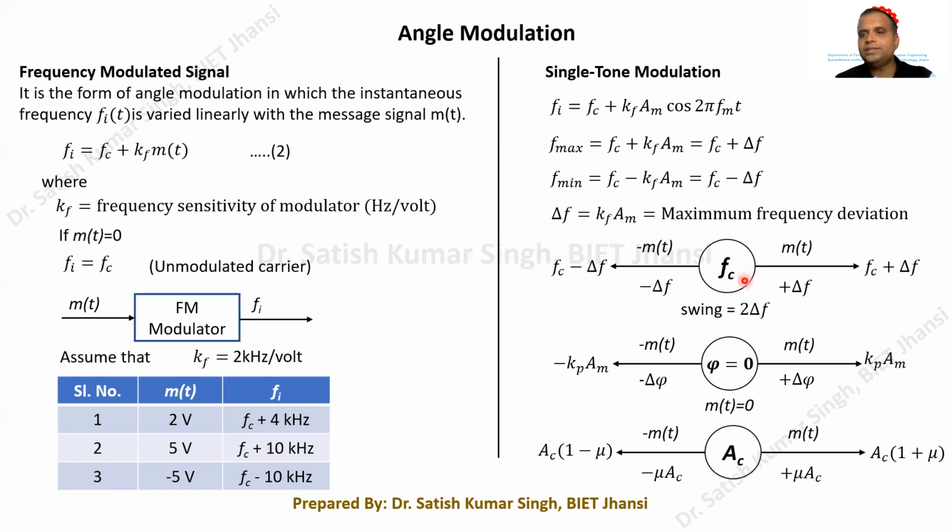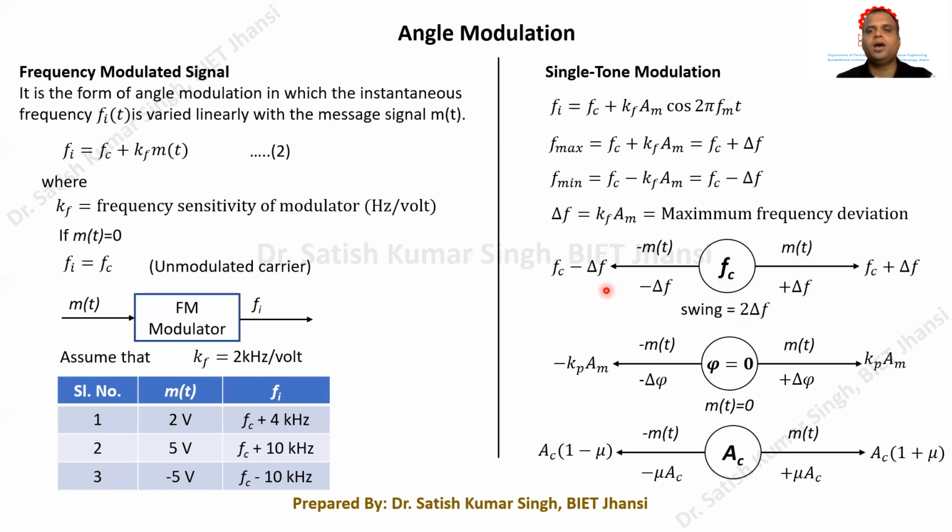So what is the total change, the total swing in the frequency? Here we can see that the total swing is 2 delta f. You can directly calculate this: fc plus delta f minus, in brackets, fc minus delta f. So we get 2 delta f as the frequency swing. It means that it is the total frequency variation from minimum to maximum.